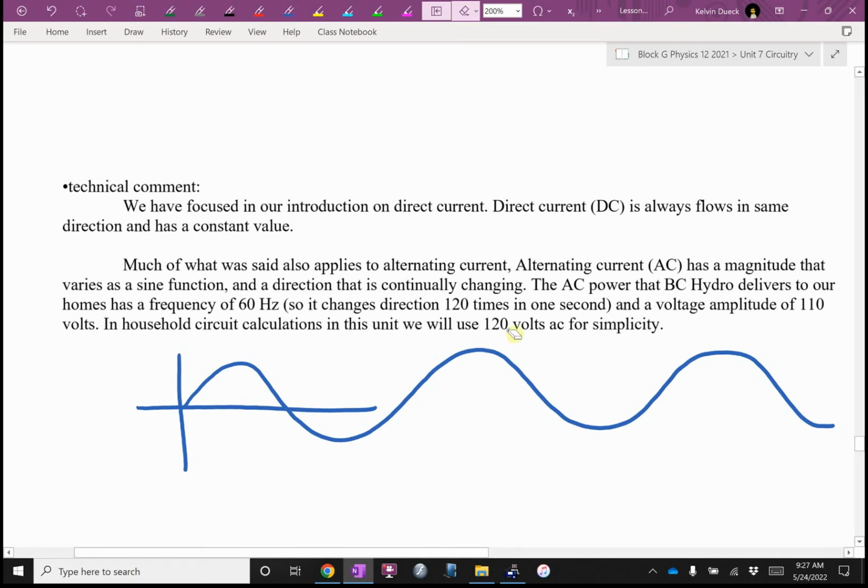So we're going to use 120 volts AC for simplicity, also because 120 volts and a frequency of 60 hertz gives you some nice math you can do when you dive into AC circuits. We'll look at AC circuits a tiny bit, but I'm going to be teaching you how to solve direct current circuits.